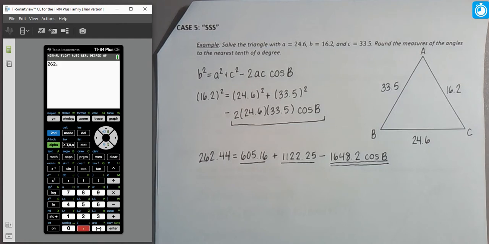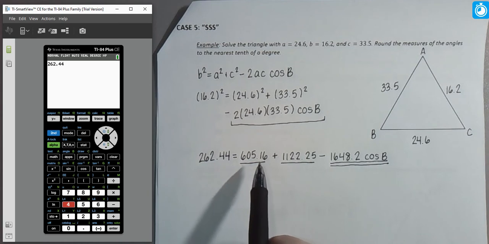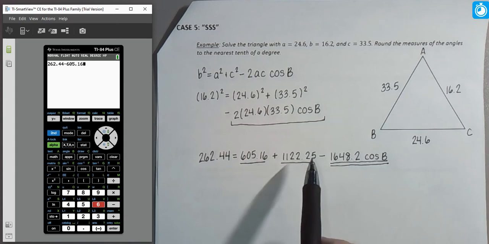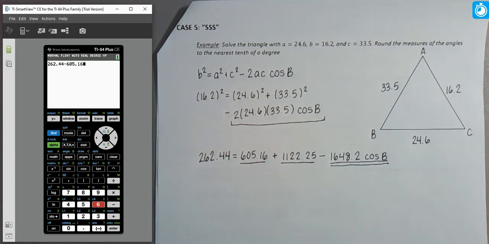So 262.44. Now we're going to subtract 605.16. It's positive, so subtract it, move it over. So minus 605.16. And then we're also going to subtract this, move it over. So minus 1,122.25.